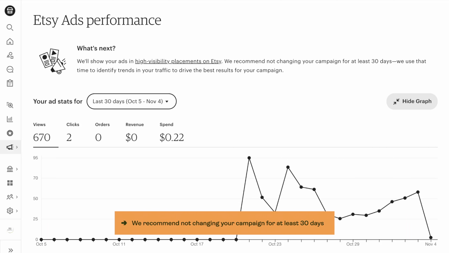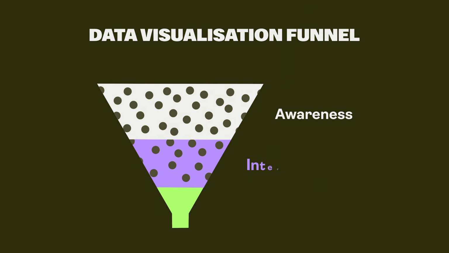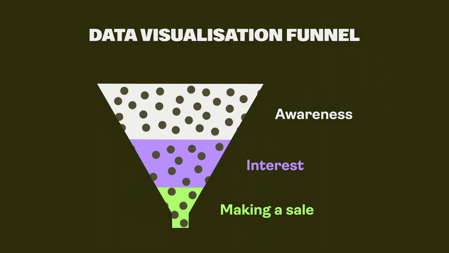Data tells a very important story, one that helps you make better decisions, be a more proactive business owner, and save money. Etsy recommends giving an ad campaign at least 30 days to collect data, because Etsy's algorithm needs that time to understand more precisely what you're offering and how shoppers interact with it. I want you to visualize your data in 3 parts as a funnel: awareness, interest, and making the sale.